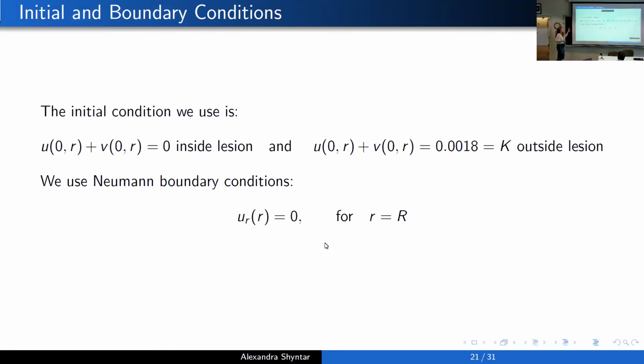So now to simulate the model, we need some initial conditions. Inside the lesion, we take the total density of cancer cells and healthy cells to be 0. And outside the lesion, we take the cancer cell density plus the healthy cell density to be equal to the carrying capacity. And we assume that the cancer cells make up 10% of that density. And then for the boundary conditions, we use the Neumann boundary conditions.